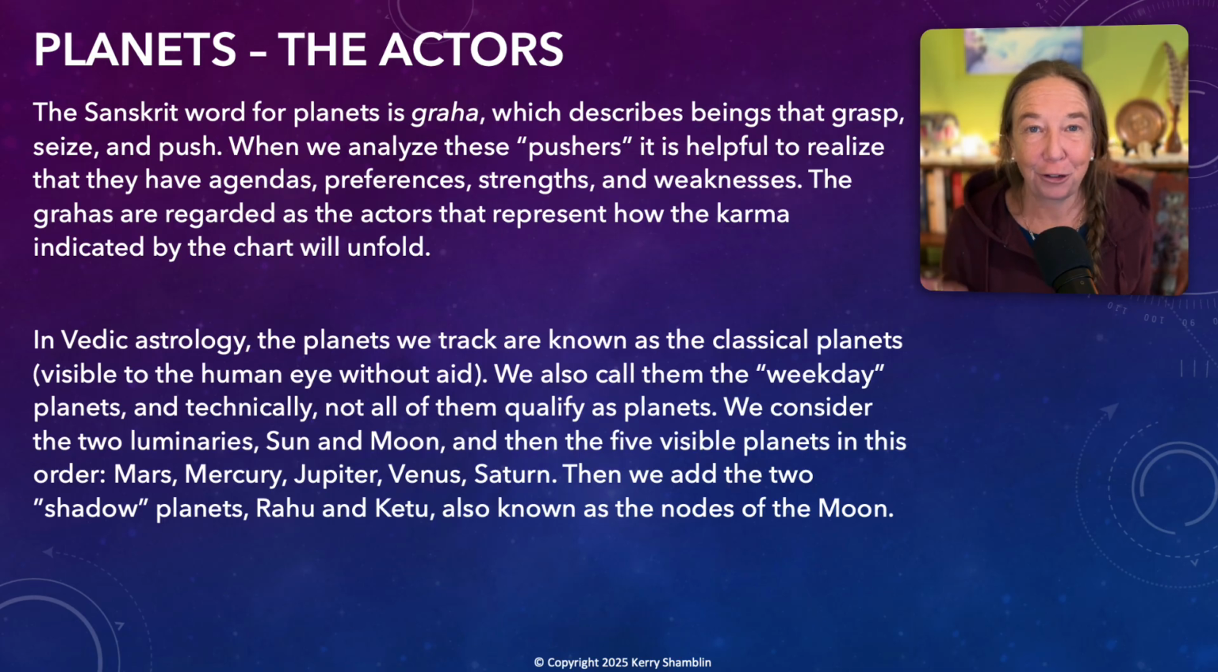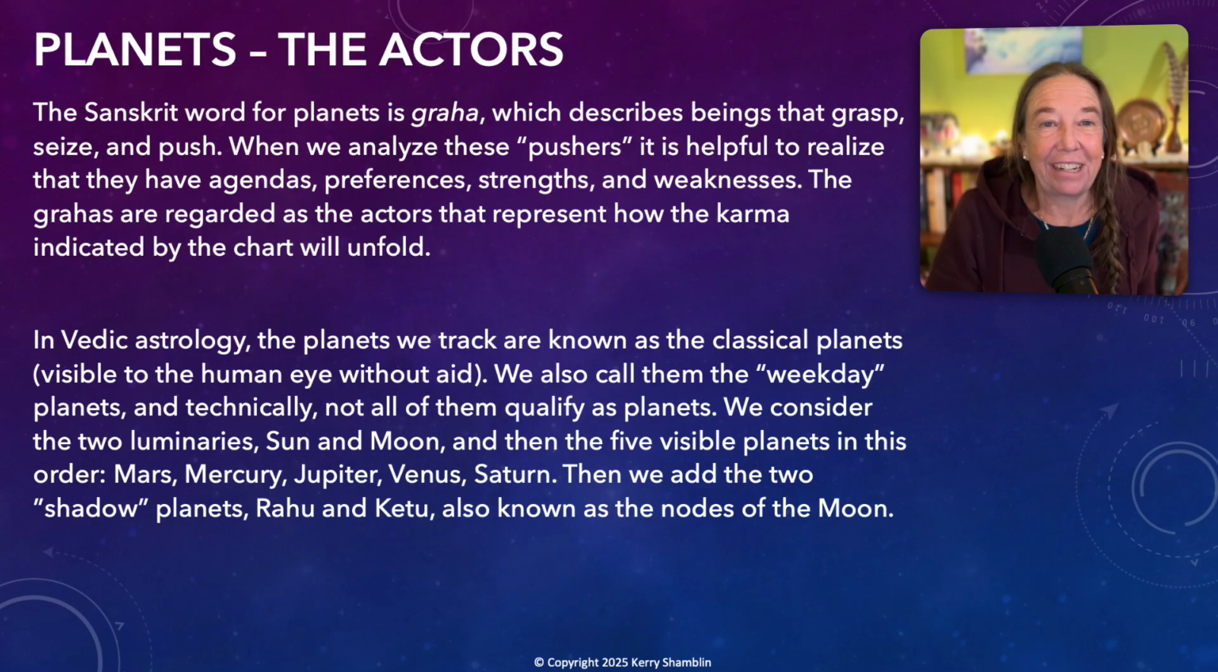So when we analyze the pushers, it's helpful to realize that they are like people. They have an agenda, they have preferences, they have strengths and weaknesses. The grahas are regarded as the actors that represent how the karma indicated by the chart will unfold. You can think of the actors as having desire. That's what I mean by agenda. For example, the moon in our chart, the agenda of the moon is to make us feel and have sensitivity and to reflect back what the world is showing us.